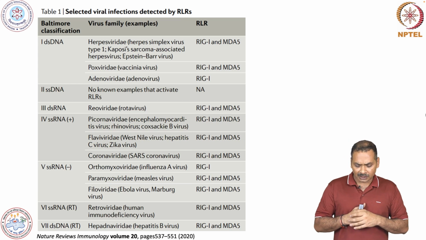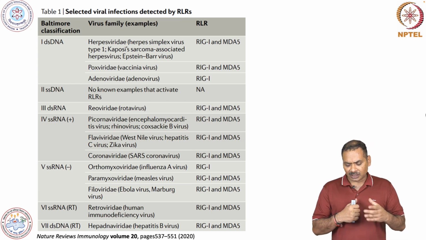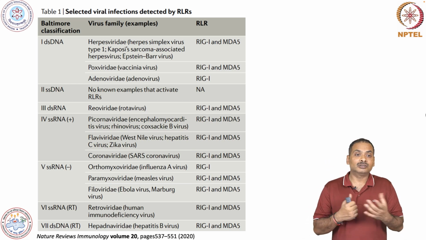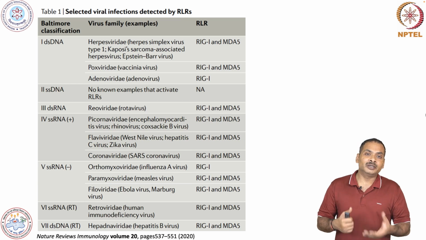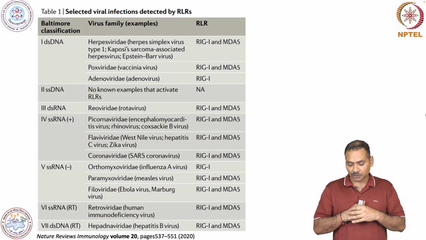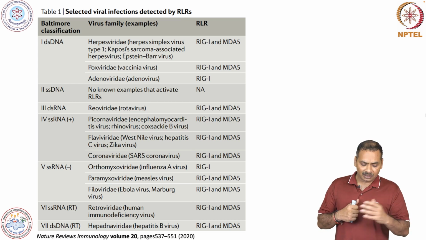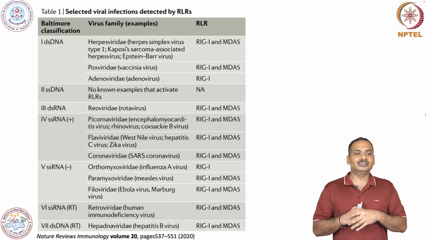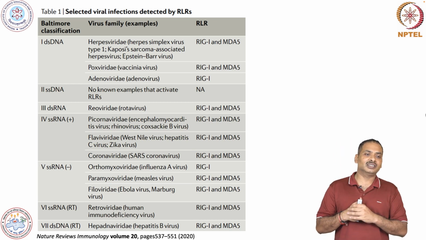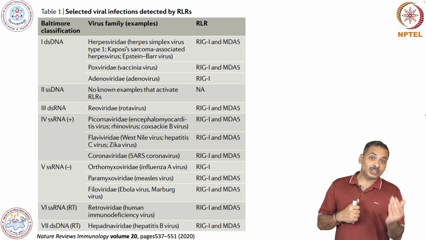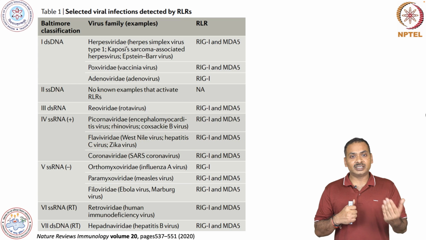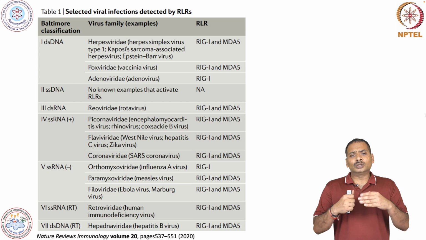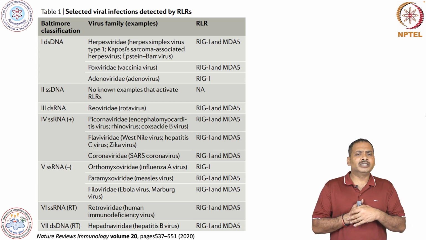The viruses are grouped into 7 classes based on the combination of their nucleic acid, which could be an RNA molecule or a DNA molecule, and the strand they possess. For example, there is double stranded DNA, single stranded DNA, double stranded RNA, single stranded RNA with positive sense, single stranded RNA negative sense, and so on. So this is the basis of the Baltimore classification.